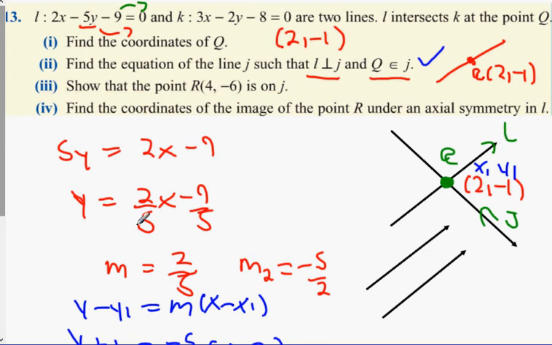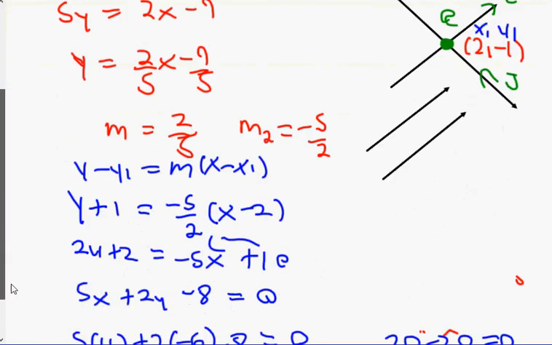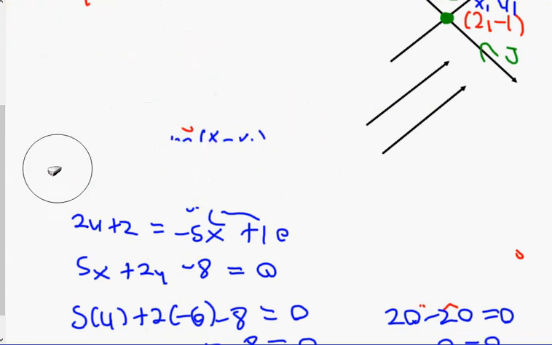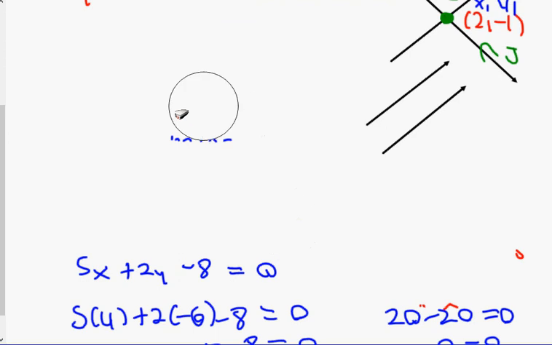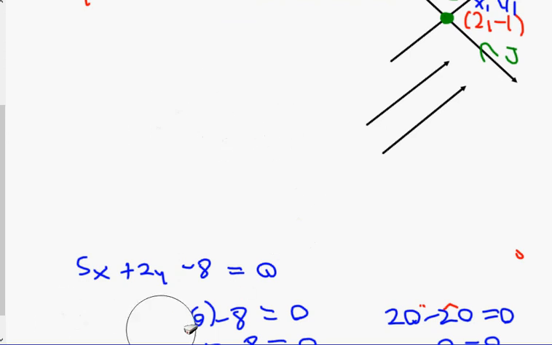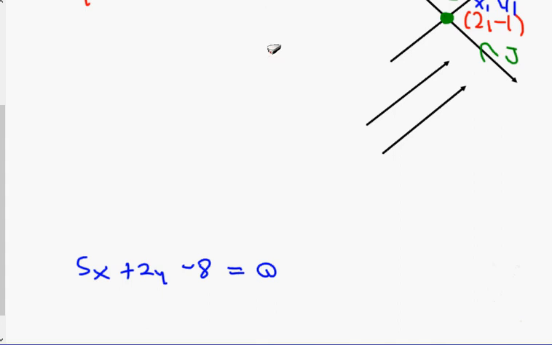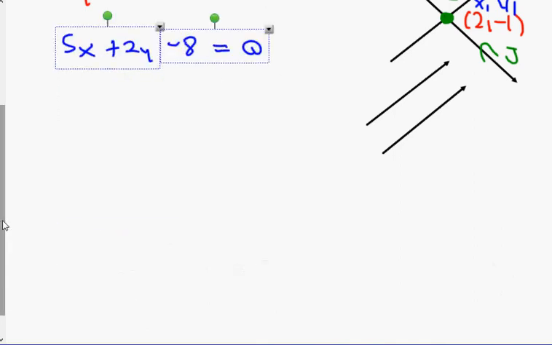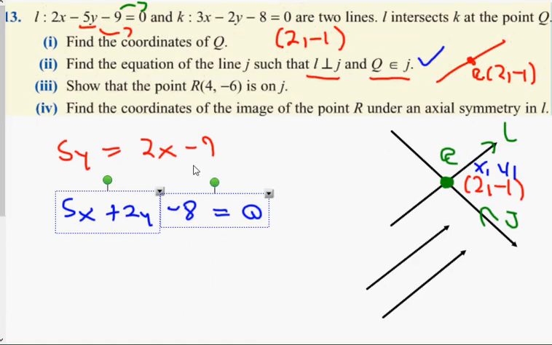Right? We did that, and what we found out was the equation of that line was, just check the back of the book to verify this, 5x + 2y - 8. Is that verified? Before I start the next part, this is question 13, part 2. 5x + 2y - 8. Perfect, thank you. Okay. Find the coordinates of the image of R under axial symmetry in L.